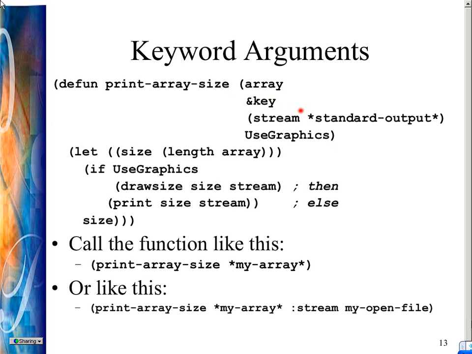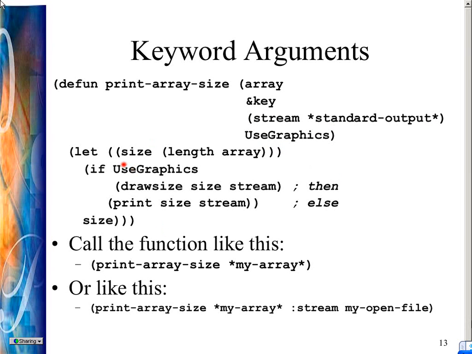So in this argument list, there are two keyword arguments defined, stream and use graphics, and the format here, we're going to go into in more detail. The stream keyword argument is given a default value as the value of the global variable standard output, and use graphics is not given any default value at all, so it gets the default value nil.